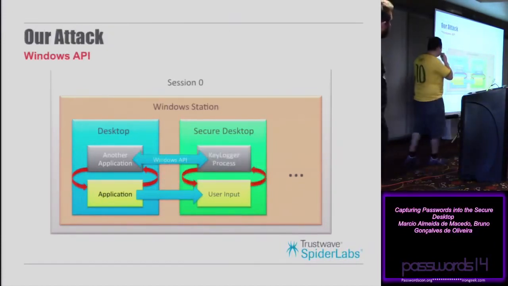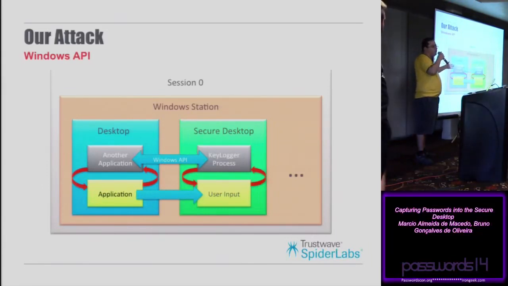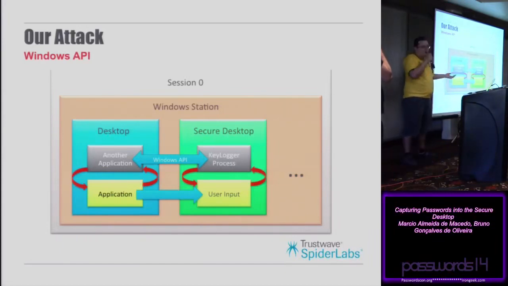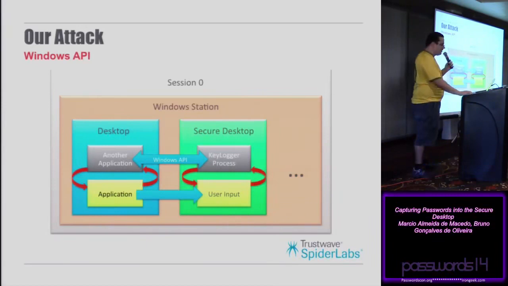So this was our proof of concept. Our program is just using the secure desktop API. We just run another program inside the secure desktop, and that program will do what it needs to do to capture everything, because it will bypass the security protection from the other desktop. But when the program is running in the same desktop, the protection isn't there anymore.